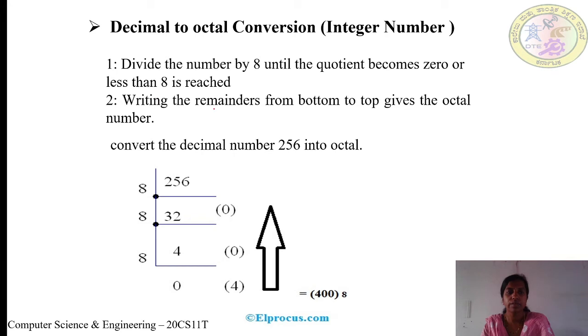Second step, writing the remainders from bottom to top gives the octal number.